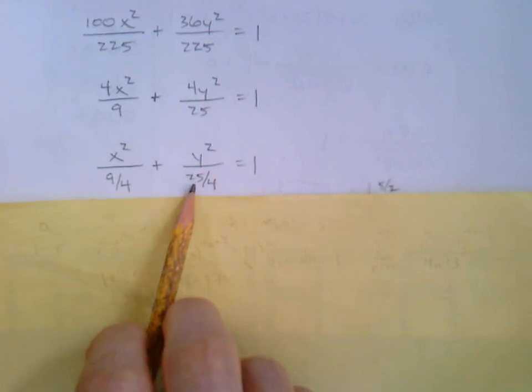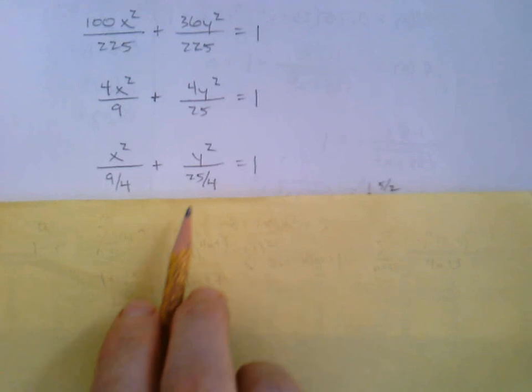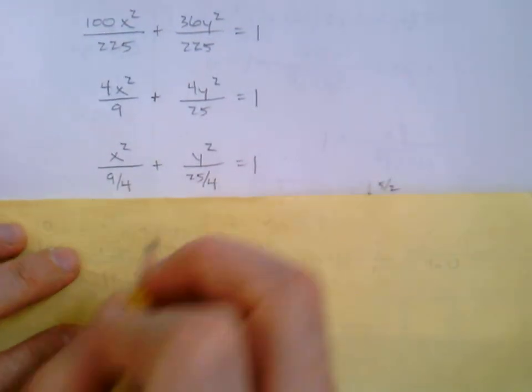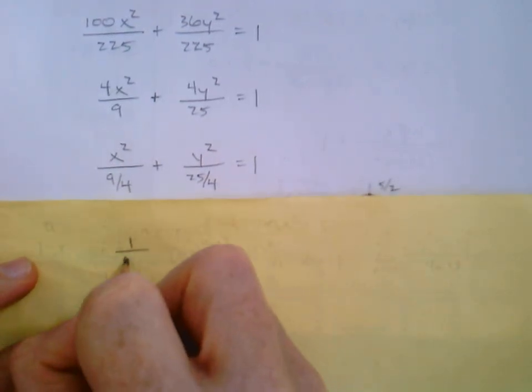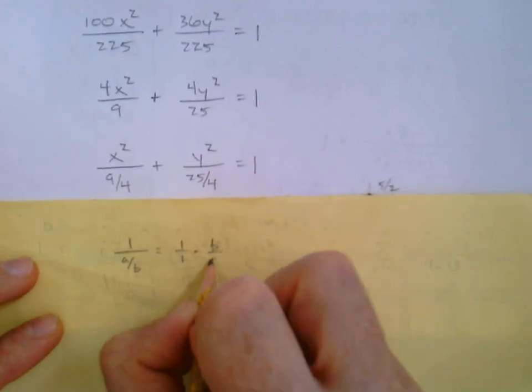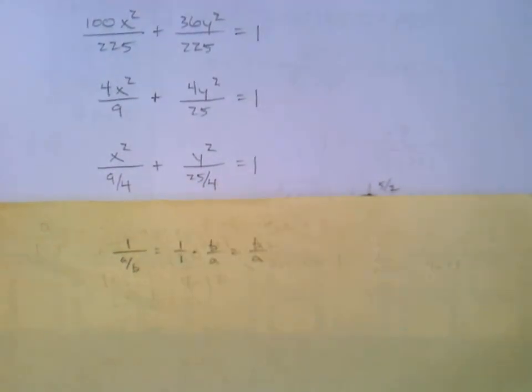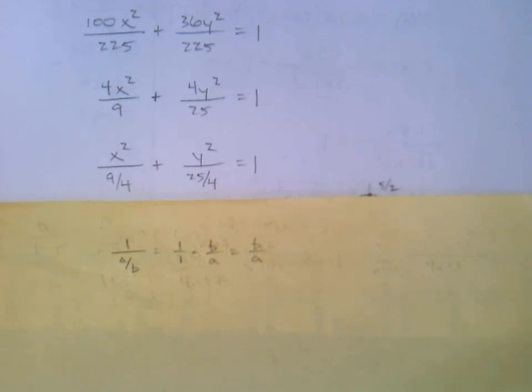And when we force that 4 down, 25 over 4, because, well, if you were to do the reverse, 1 over a over b equals 1 over 1 times b over a. So if you've got b over a and you need to push that b down underneath, then that's how you do it. Okay, so we've got the equation in standard form.